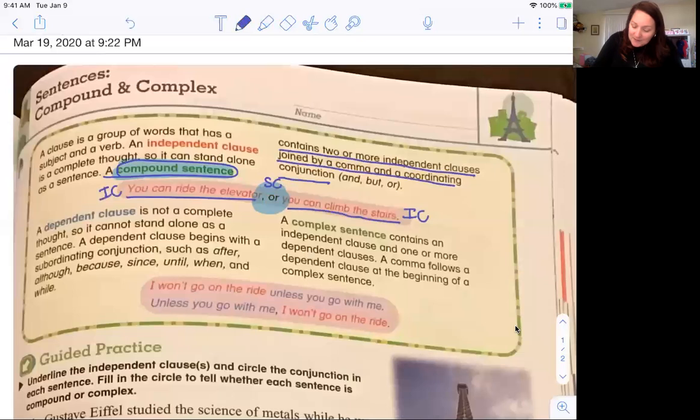Let's look at this. Use a different color for this one. A dependent clause begins with a subordinating conjunction. Do compound sentences begin with a subordinating conjunction? No, they don't. They have to have an independent clause, a comma and conjunction, then another independent clause. Okay, let's look. I won't go on the ride unless you go with me. Ooh, let's look at that. So this is an example of a complex sentence.